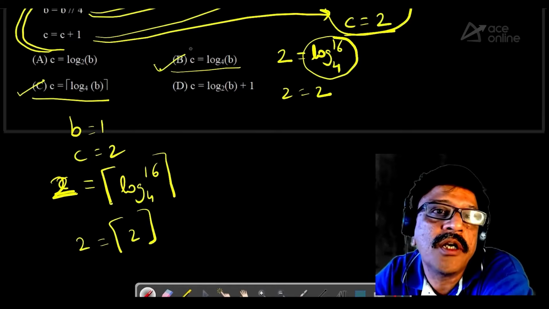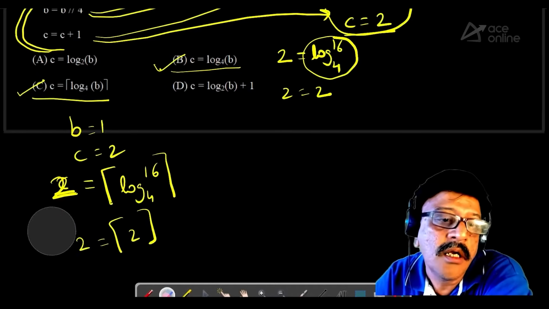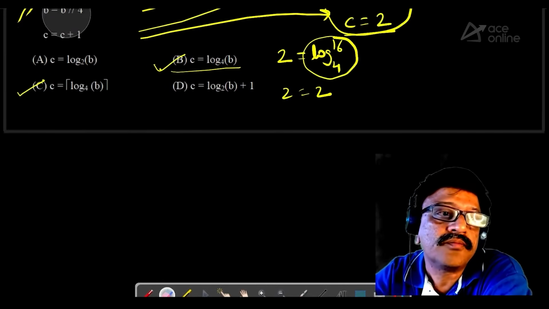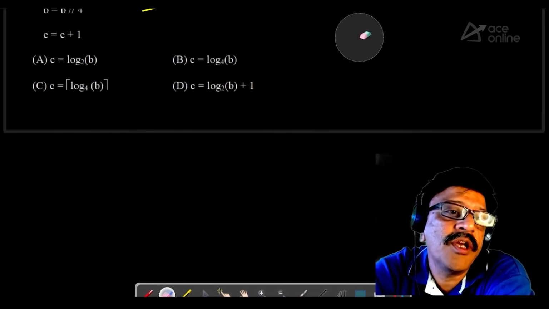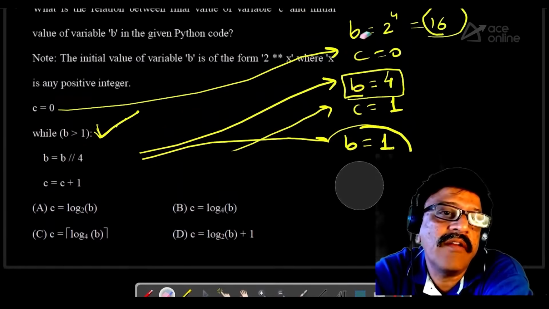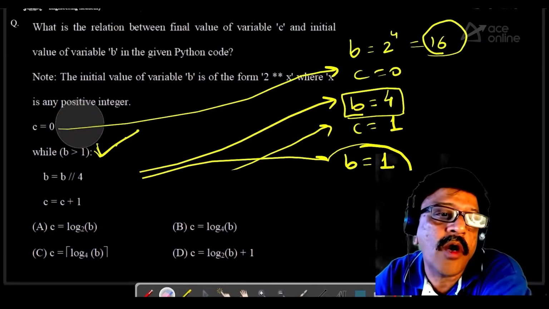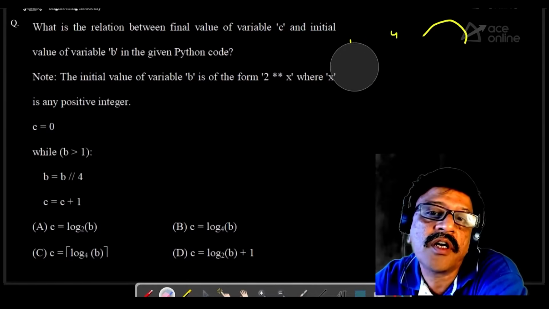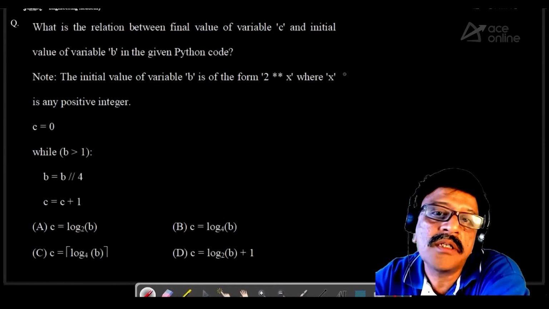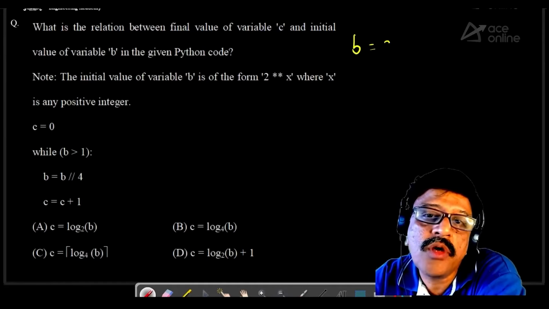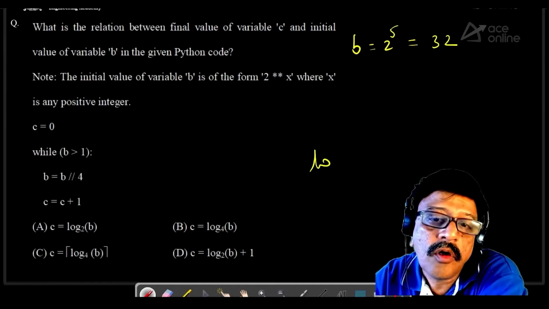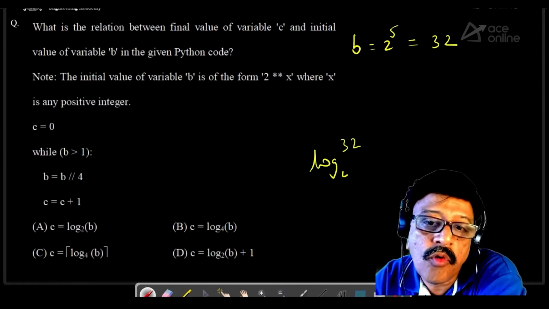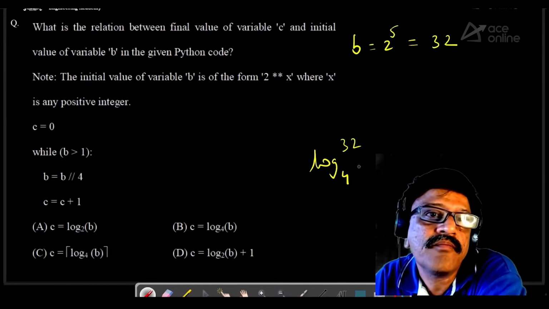Then there is a tie between the two. I mean, then how will you settle this? With 16 you have got two options that seem to be correct. The ceiling function is used only when we get some floating point number there. So what you might do is take B as 2 raised to 5, which is 32. You know why we have to choose this value? Because log of 32 to the base 4 won't be an integer.